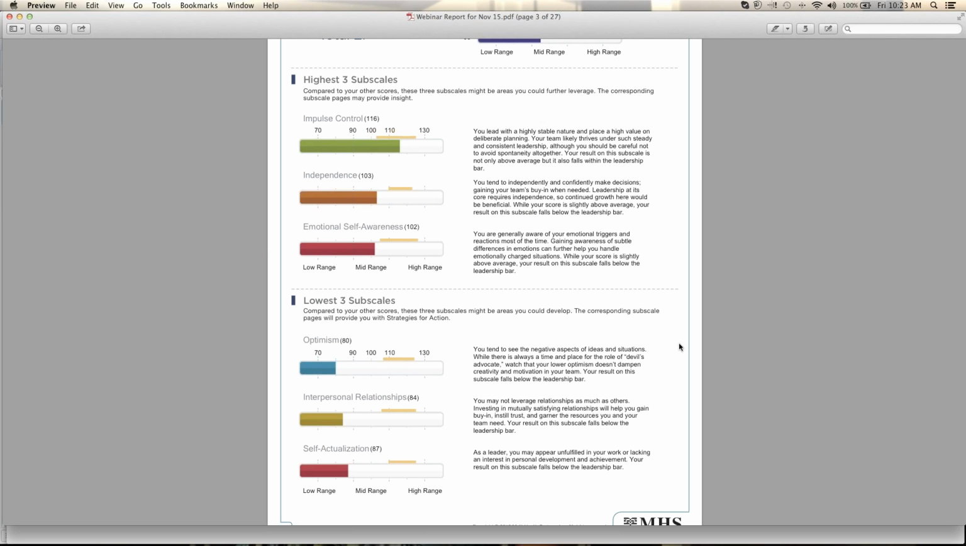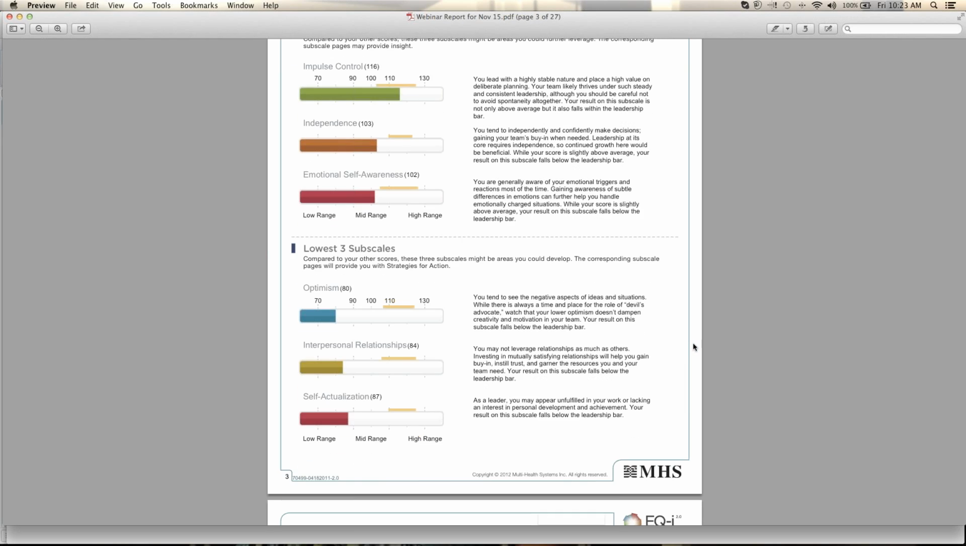Going down to the lowest three, why do we look at the lowest three? Well, we only have so much time, and it's not really fair or reasonable to expect someone to work on many more than three things at a time. So we want to check and see whether these three lowest scores are areas that this person is interested in working on and may want to work on for the future.